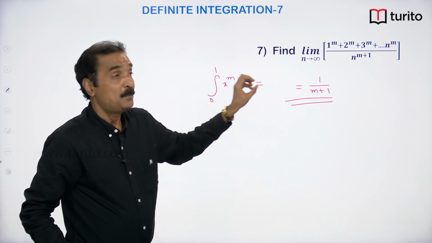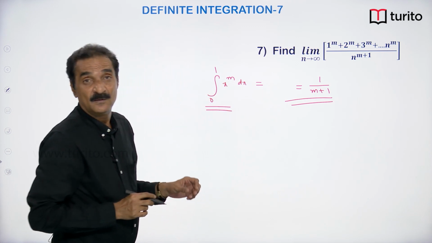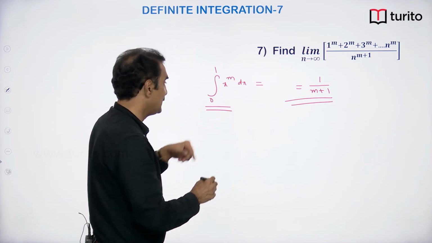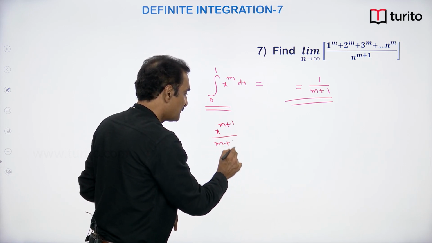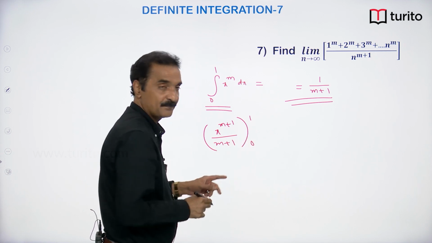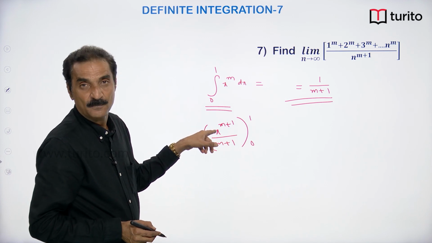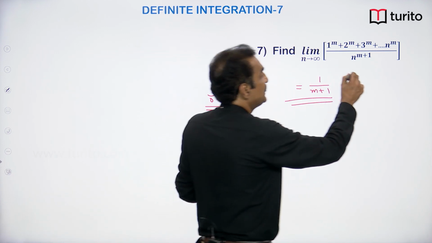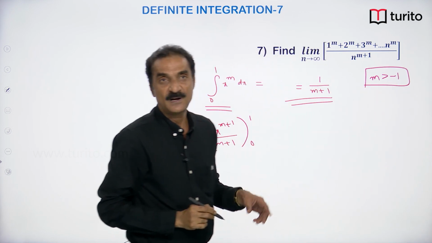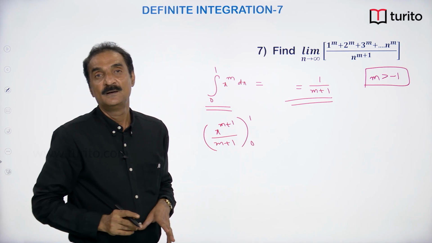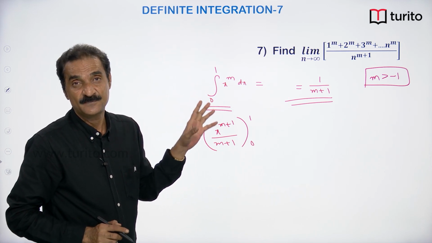But this definite integral can be evaluated only when m is positive, because its integral is x power m plus 1 by m plus 1. Then you will substitute limits. But if m plus 1 is negative, you cannot substitute 0. That's why m should be greater than minus 1. This is the necessary condition for applying this as a formula. Okay. So all of you remember this formula, very, very useful and important.